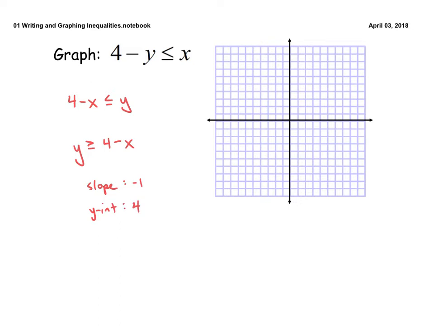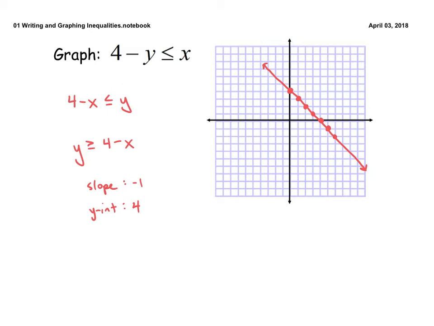So we have 1, 2, 3, 4, and a slope of -1. You can plot some points along here if you want. I'm going to show you another technique to graph these in a little bit. Now this is y is greater than or equal to, which means that we want to make sure that this is a solid line like this, and we need to shade values for which y is greater than.